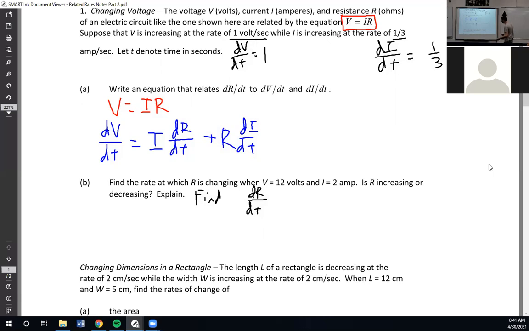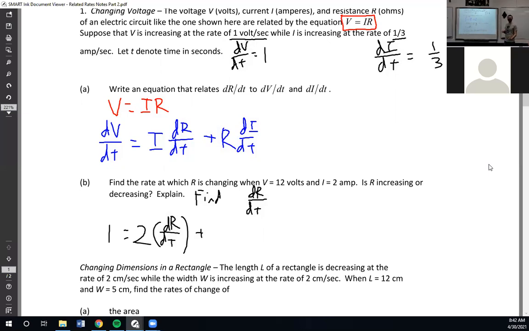So in this case, I'm going to take option 2, plug in all the numbers, and then solve. So dV/dt here is 1, equals I, which it says is 2, times dR/dt, which is what we're trying to solve for, plus R times dI/dt. Oh, we need R. Let's see. How do we find R?